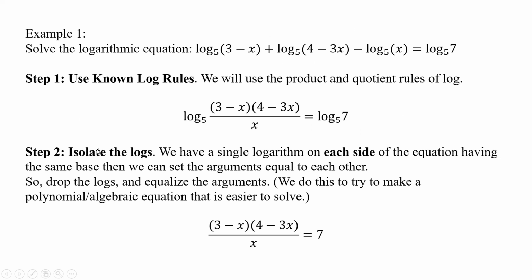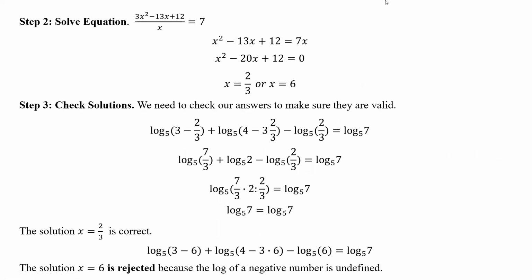We can isolate the logs. We have a single logarithm on each side of the equation having the same base. Then we can set arguments equal to each other. So we drop logs and equalize the arguments. And after this process, we take this polynomial or algebraic equation. In this case, we take this rational equation. And next step, we solve this resulting equation.